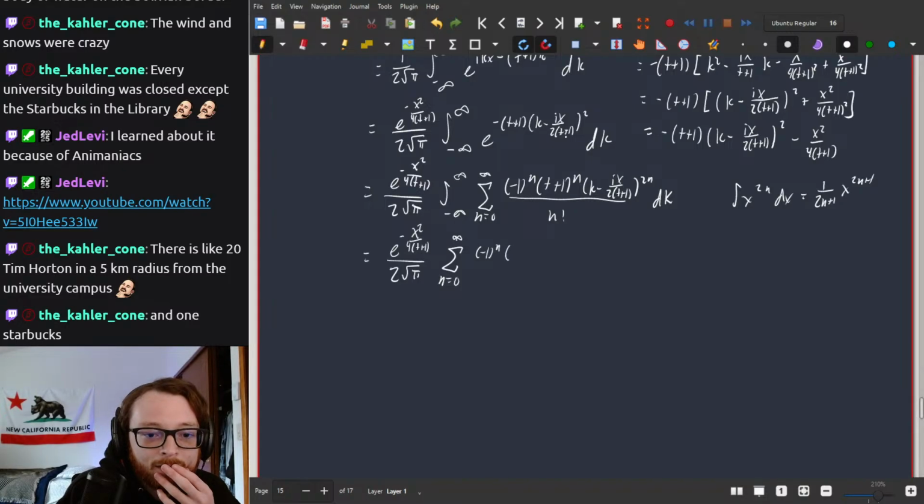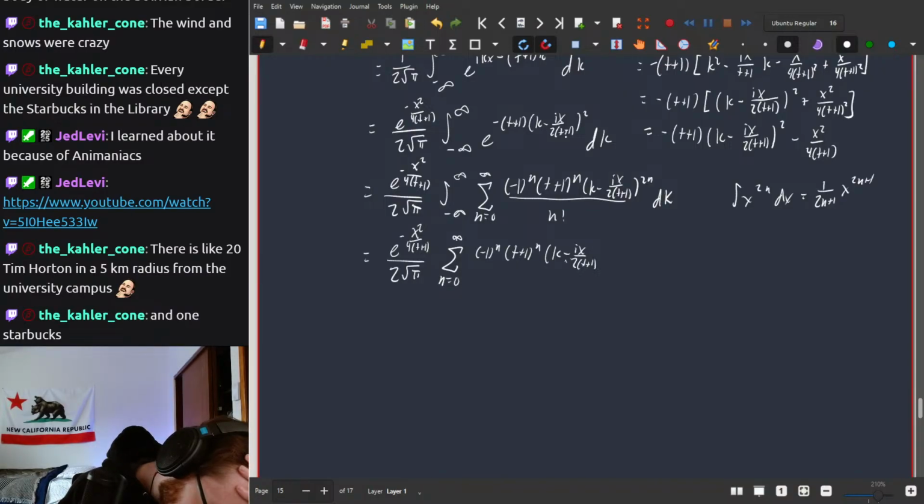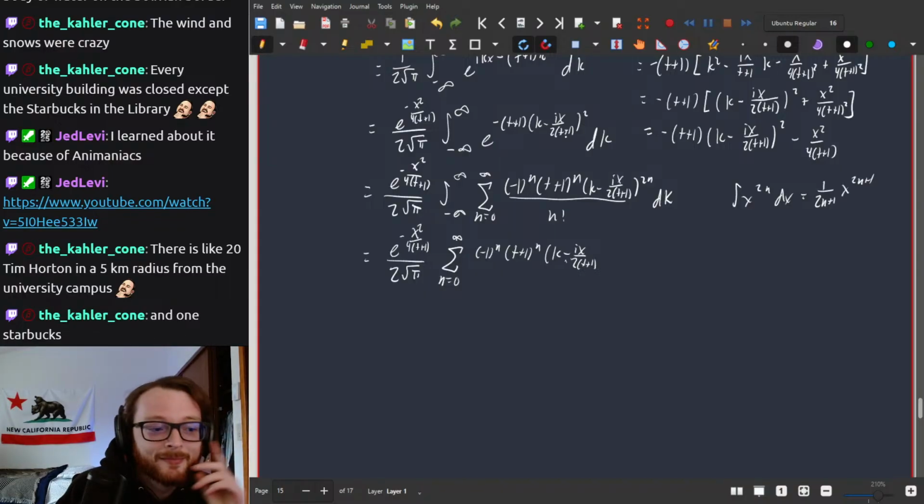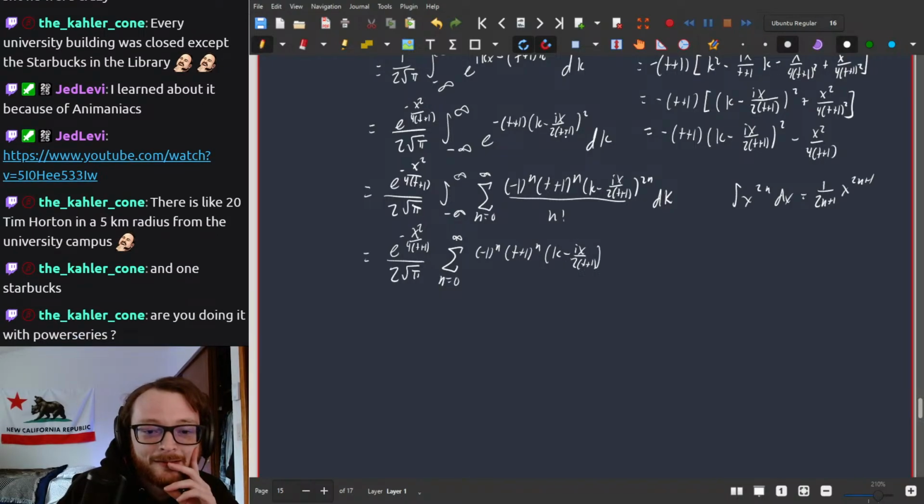Negative 1 to the n, t plus 1 to the n, k minus ix. Oh, wait. Oh, no. What do I do with this i? What if I just give it to Desmos? It should theoretically cancel out and not actually be imaginary, but Desmos might be confused and just quit on me if I give it that.